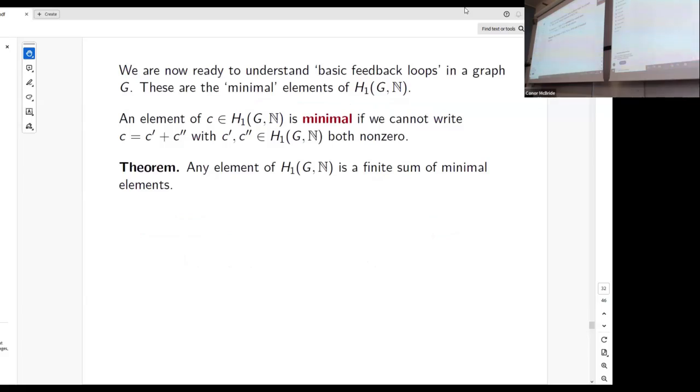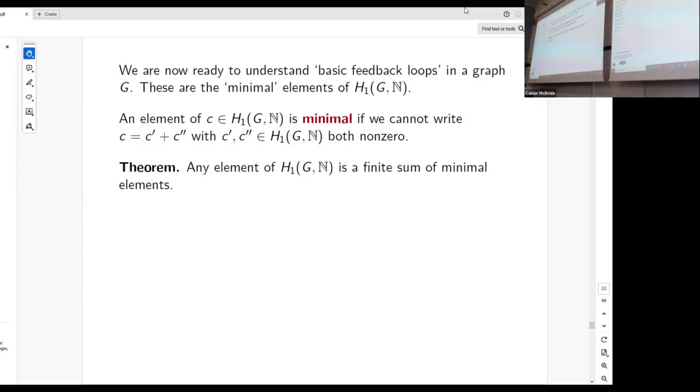And we can define these to be the minimal elements of the first homology. So what does that mean? Well, let's say that an element of the first homology is minimal if you can't write it as a sum of two other elements of the first homology that are both non-zero. So of course, anything is 0 plus itself, but this is saying that you can't break down that element C into smaller pieces. So for example, going around a loop twice would not be minimal because it would be the sum of going around once plus going around once.